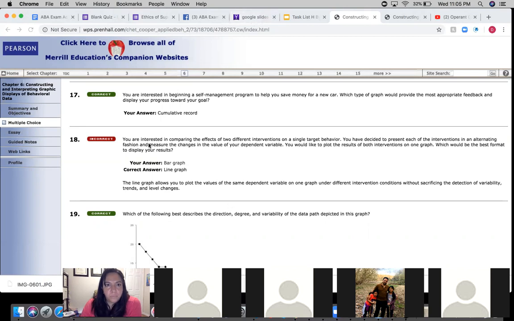Well, we definitely need to check those, because we got both wrong. Yeah, the same kind of question. So we need to compare and contrast line graph versus bar graph.